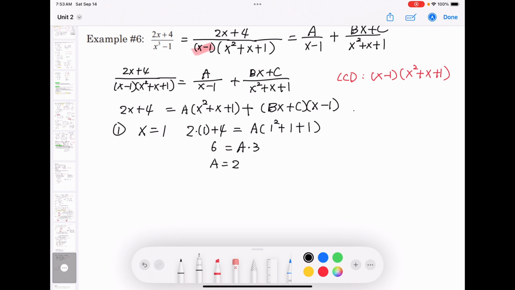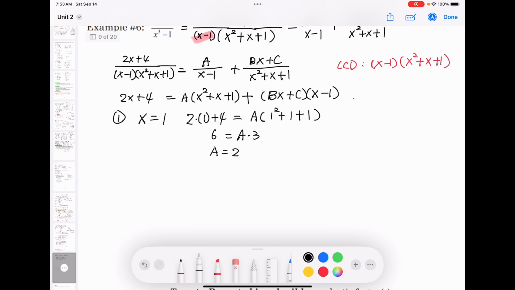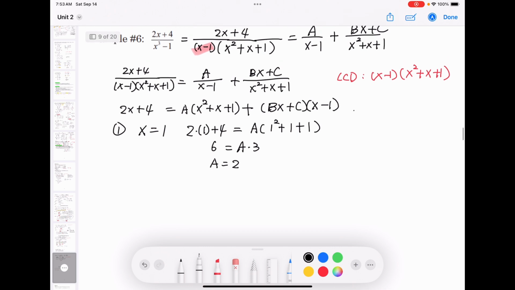Okay, let's solve for the other two variables, the other two constant numbers, b and c. All right, can I choose another convenient value? No, because I cannot solve for x in this part. So next, we should expand both sides. I need to expand the right-hand side of this equation.